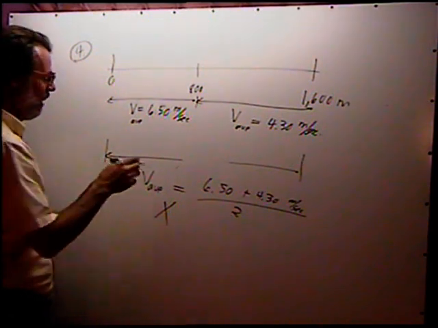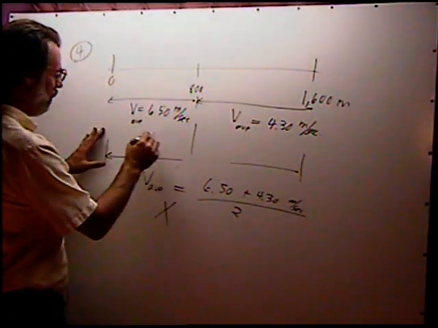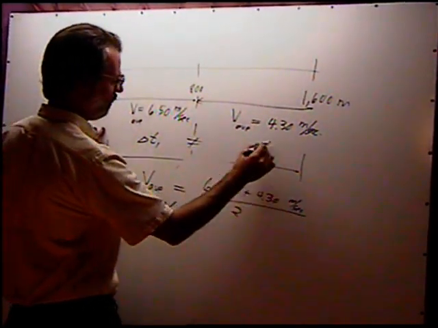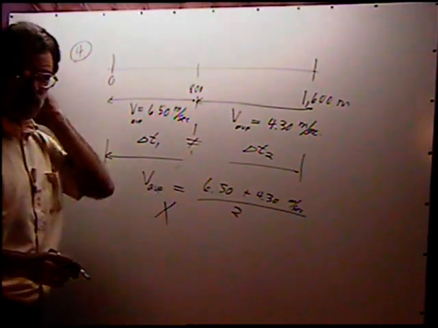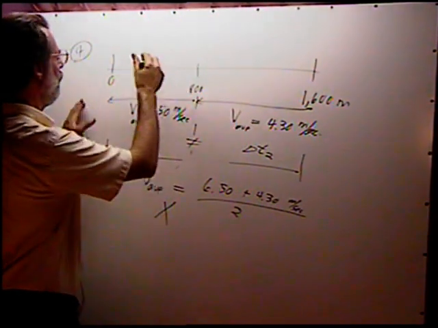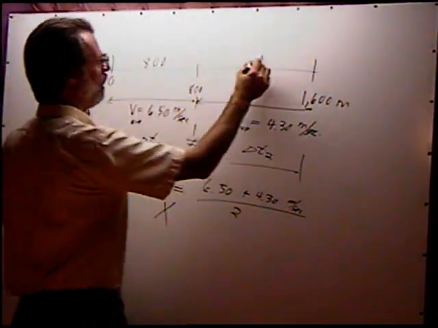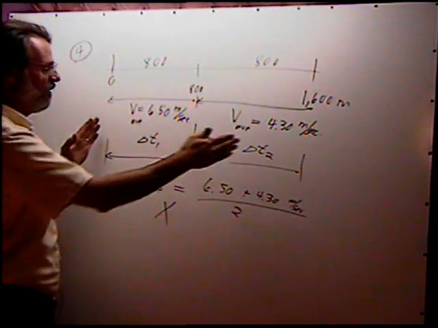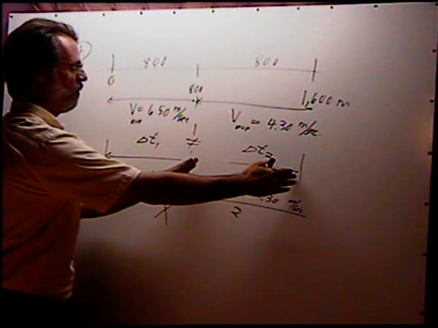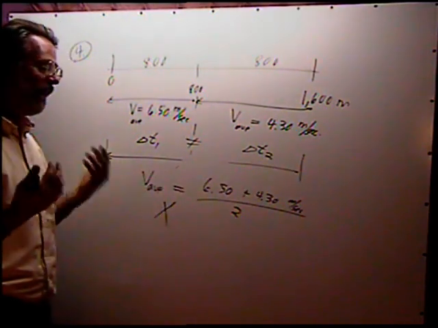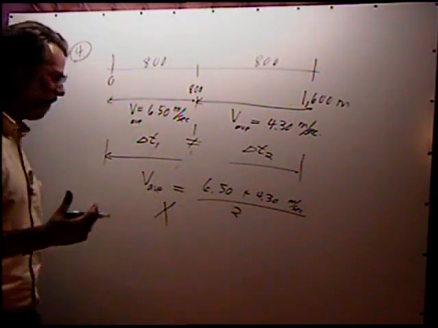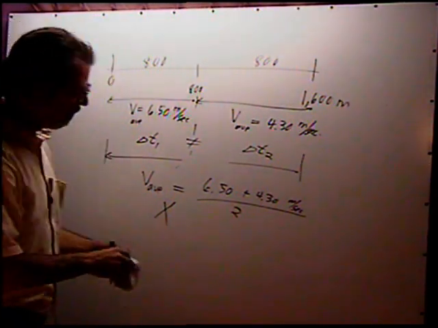Why isn't this the right answer? It's not the right answer because the length of time of this interval is not the same as the second time interval. How do we know that? We know because they travel the same distance, 800 meters, but their velocities are different, so the time spent in the first interval is different from the time spent in the second interval. So we can't average velocities if the time intervals are not the same.